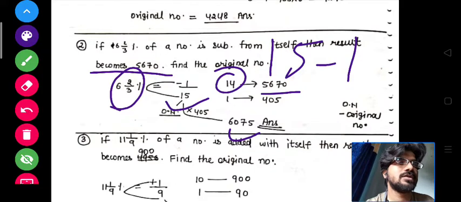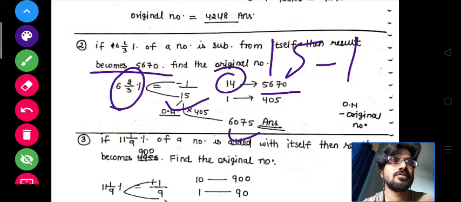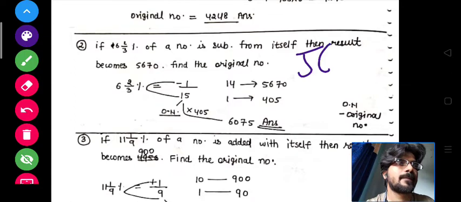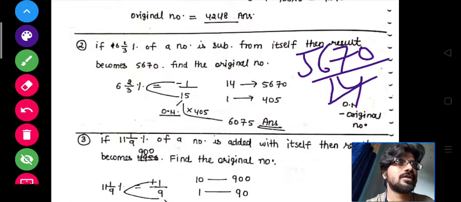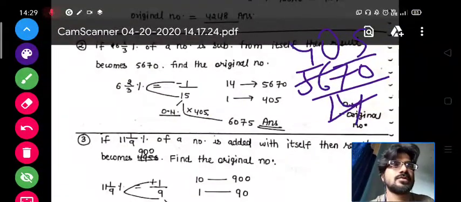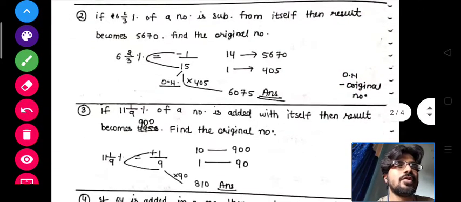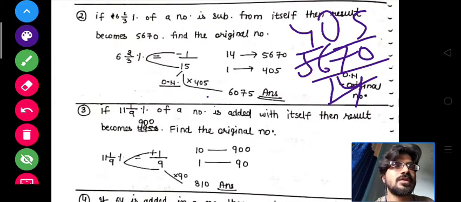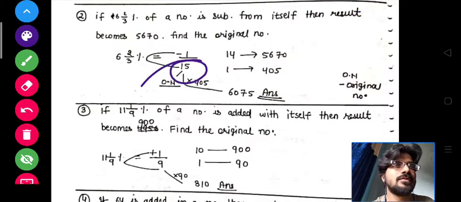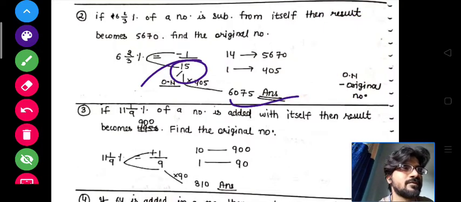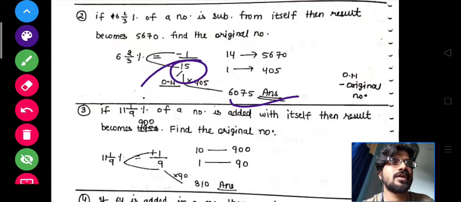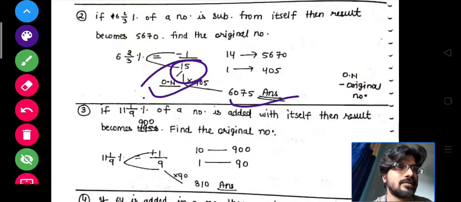So the value of 1 is 5670 divided by 14. You will cut the value, you will get 405. Do the math. Okay, so the value of the original number is 15. So the value of 15 will be 6075. Okay, the base value is always the original number.